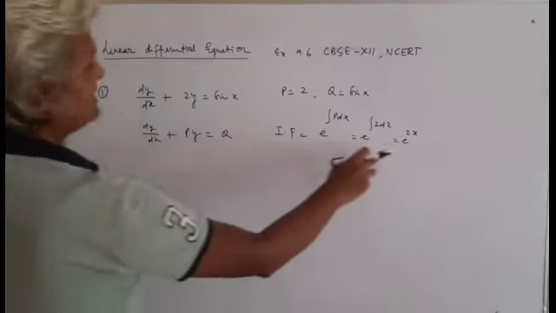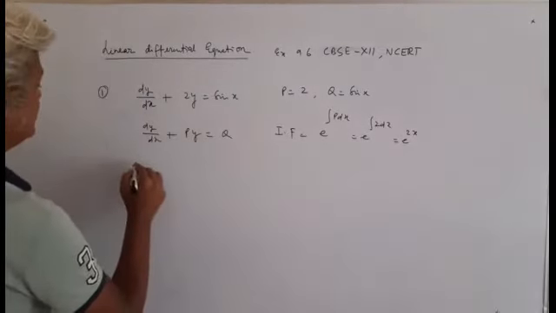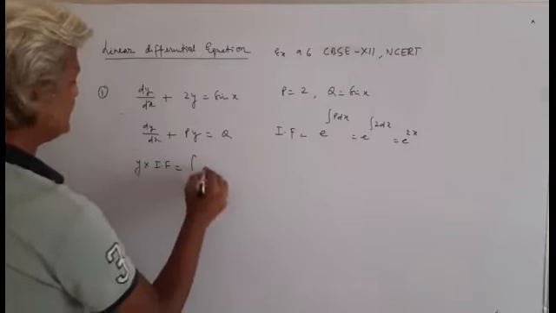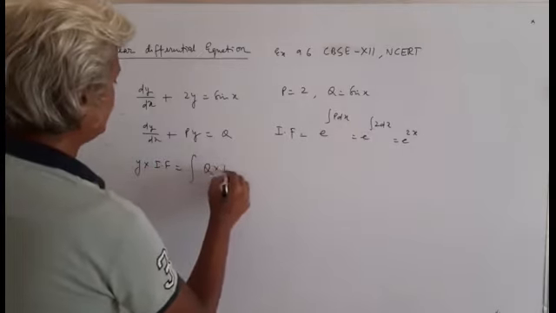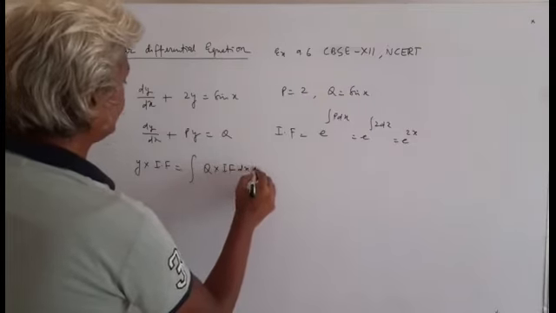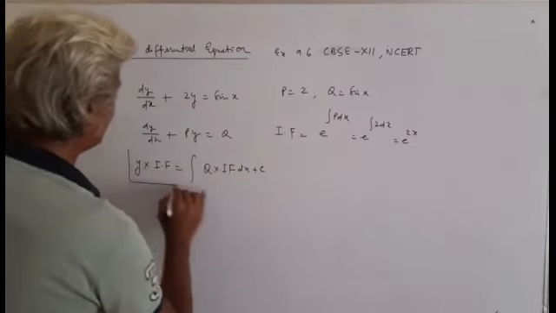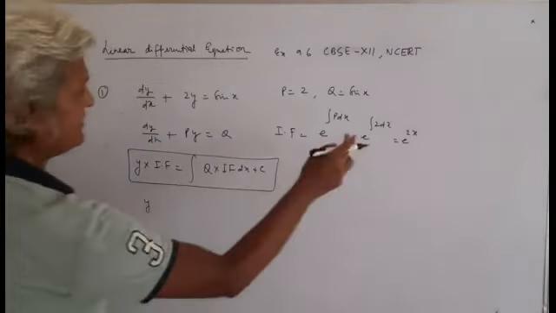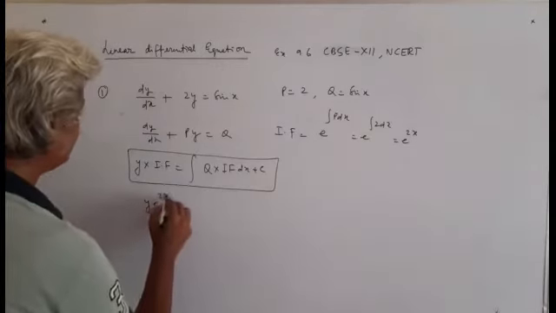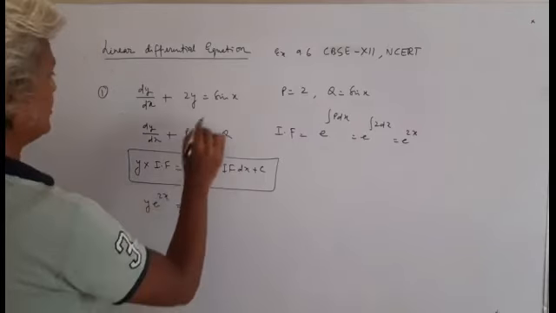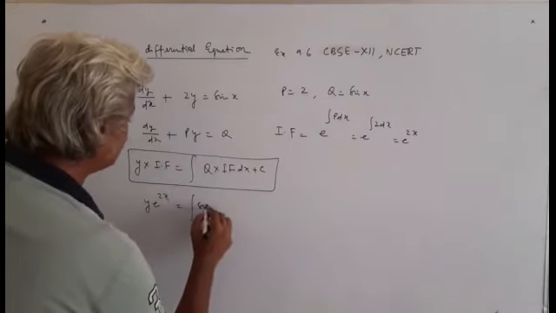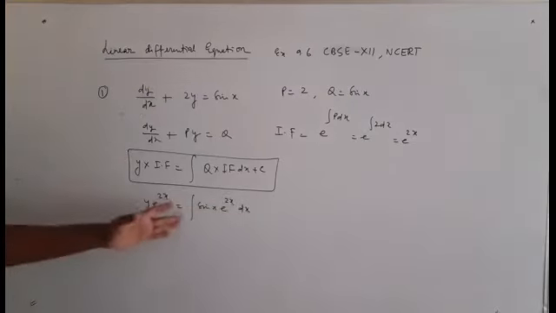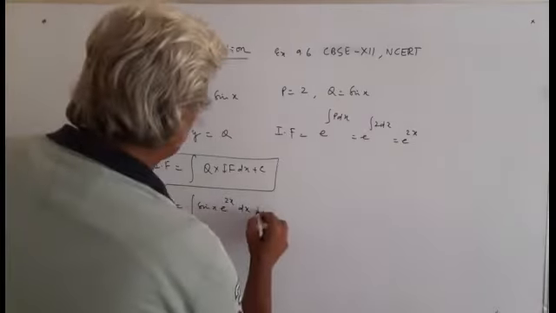Now multiply this, and the final equation is what? The final equation is y into IF equals integration of Q into IF dx plus c. This is the final form. So y into IF, what is IF? e to the power 2x, equals integration, what is Q? That is sin x, and e to the power 2x dx. Now if you solve this, that is your answer.